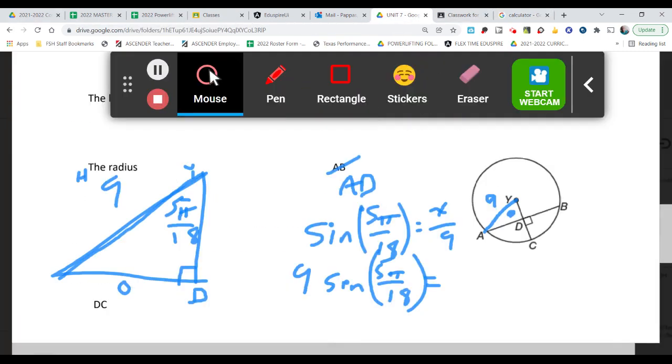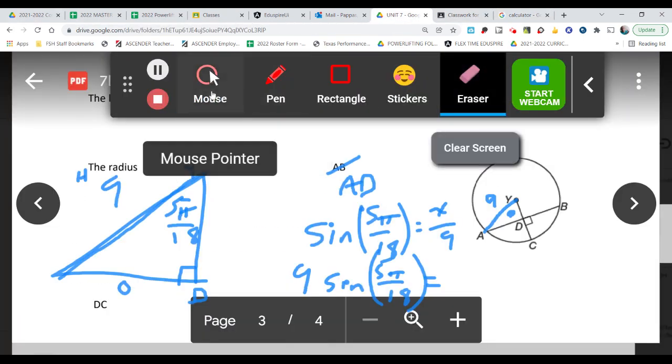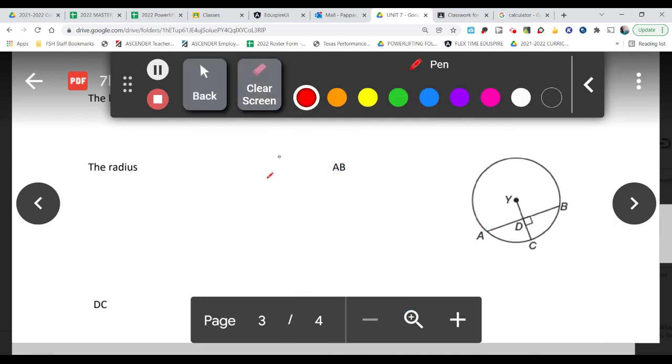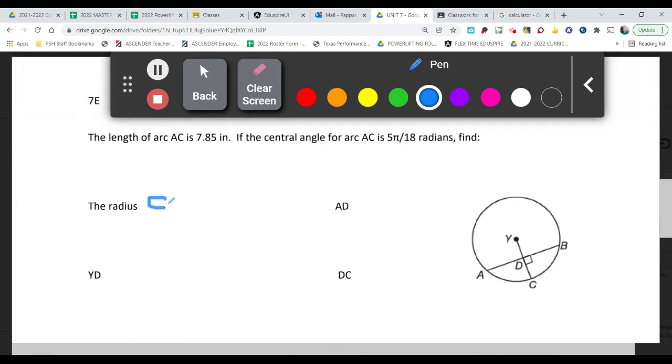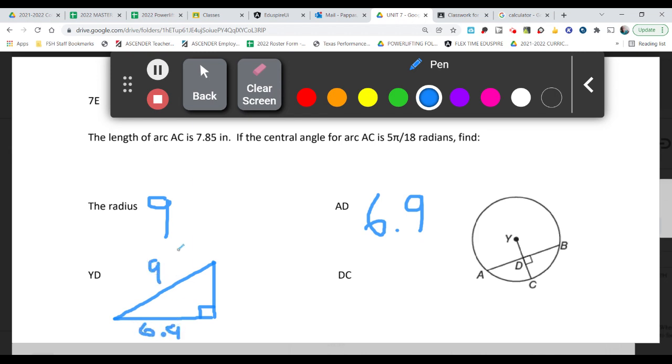Okay. So as I come back to clear my screen, so your radius of 9, AD is about 6.9, which means DB is also 6.9. All right, so now we have to find YD. Now in the triangle right there, 9 was this, 6.9 was this. This is the hypotenuse. This is the opposite.